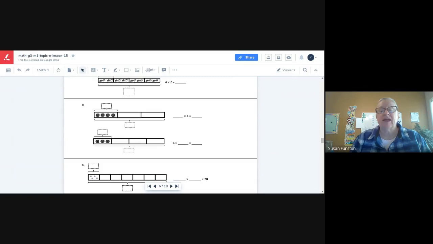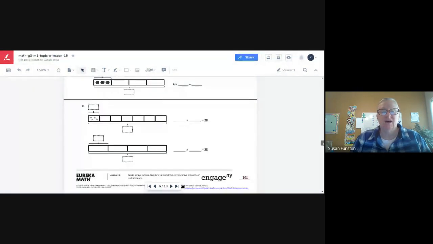Okay, I have 4 flowers. I'm going to use my number from up here because I have 1, 2, 3 boxes. 3 times 4 is 12. Then I'm just going to do it the opposite way here. I have 3. I'm still going to have 12. And then I'm going to turn it around to say 4 times 3 equals 12. All right, you can go ahead and do C on your own.